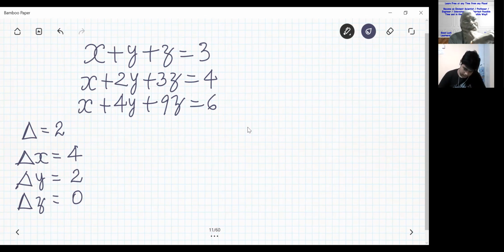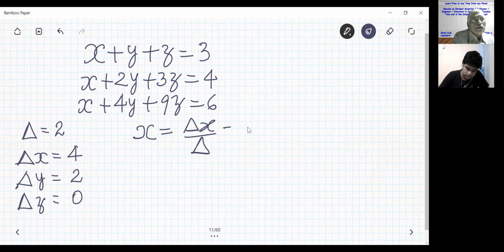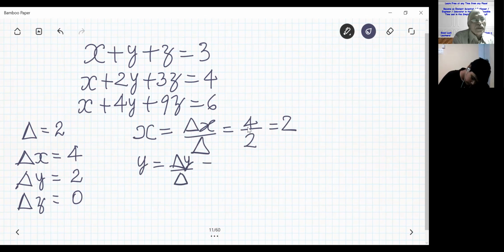How much is delta x? Delta x is 4. And delta y is 2. Delta z is 0. So now x will be equal to delta x by delta. So delta x is 4, delta is 2, so it is 2. Y is equal to delta y by delta, which is 2 by 2, equal to 1.